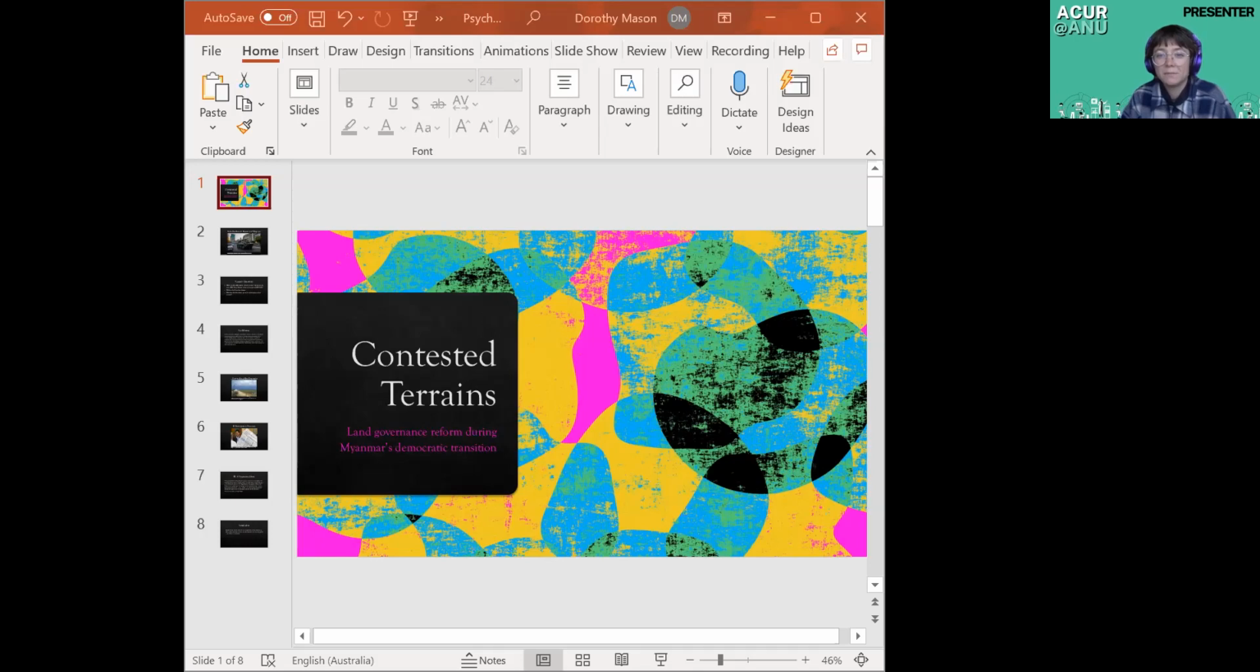Good morning, everyone. My name is Dorothy, and today I'm presenting my honours research, Contested Terrains: Land Governance Reform during Myanmar's Democratic Transition.